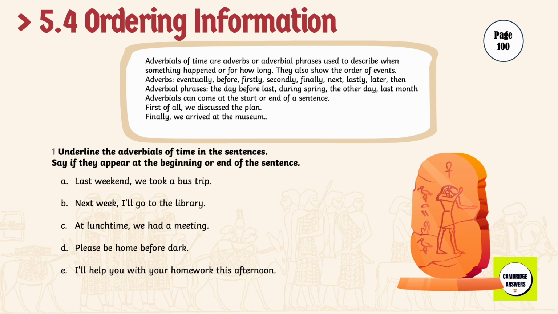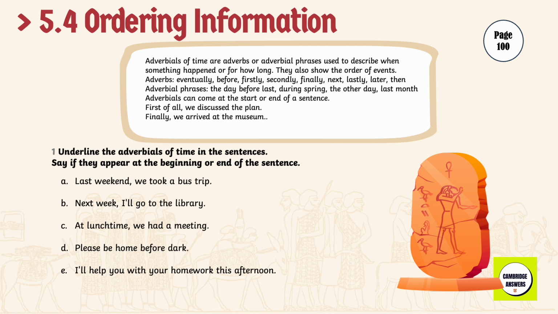Exercise 5.4. Ordering information. Adverbials of time are adverbs or adverbial phrases used to describe when something happened or for how long. They also show the order of events. Adverbs: eventually, before, firstly, secondly, finally, next, lastly, later, then. Adverbial phrases: the day before the last, during spring, the other day, last month.